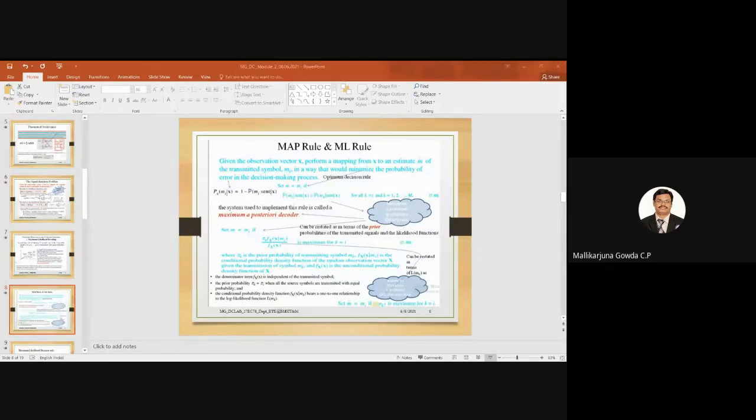So I was telling maximum a posteriori rule, right? Maximum a posteriori probability rule is known as the MAP rule. Let us try to understand what is this maximum a posteriori probability. MAP means maximum a posteriori probability rule, and another one is the maximum likelihood rule. Let us try to understand what this is.